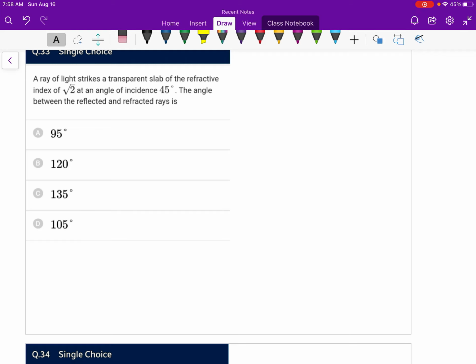A ray of light strikes a transparent slab at an angle of 45, the angle between the refracted and reflected ray. Okay, so let's first calculate the angle of refraction. So 1 into sine theta 1 is equal to root 2 into sine theta 2. So sine theta 2 is 1 by 2, so theta 2 is 45 degree.